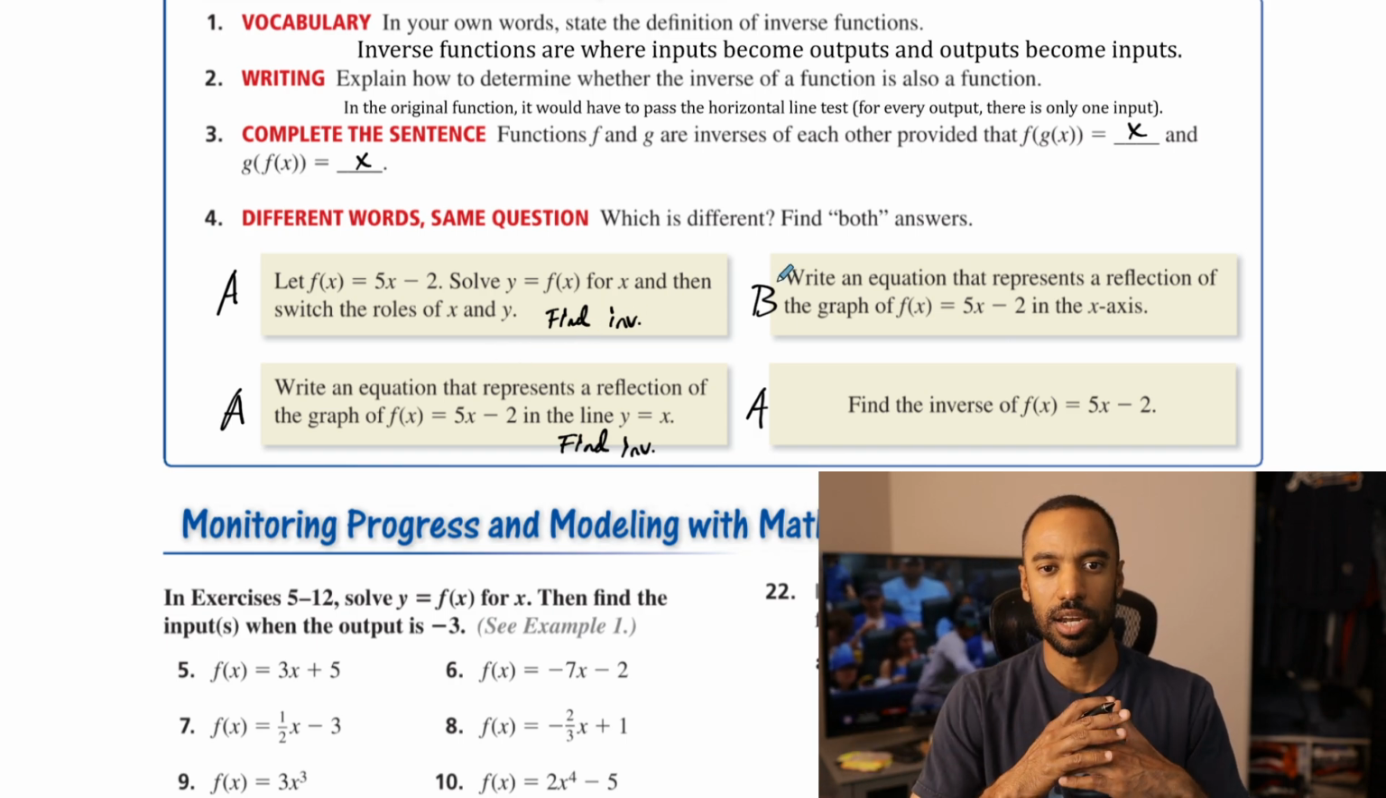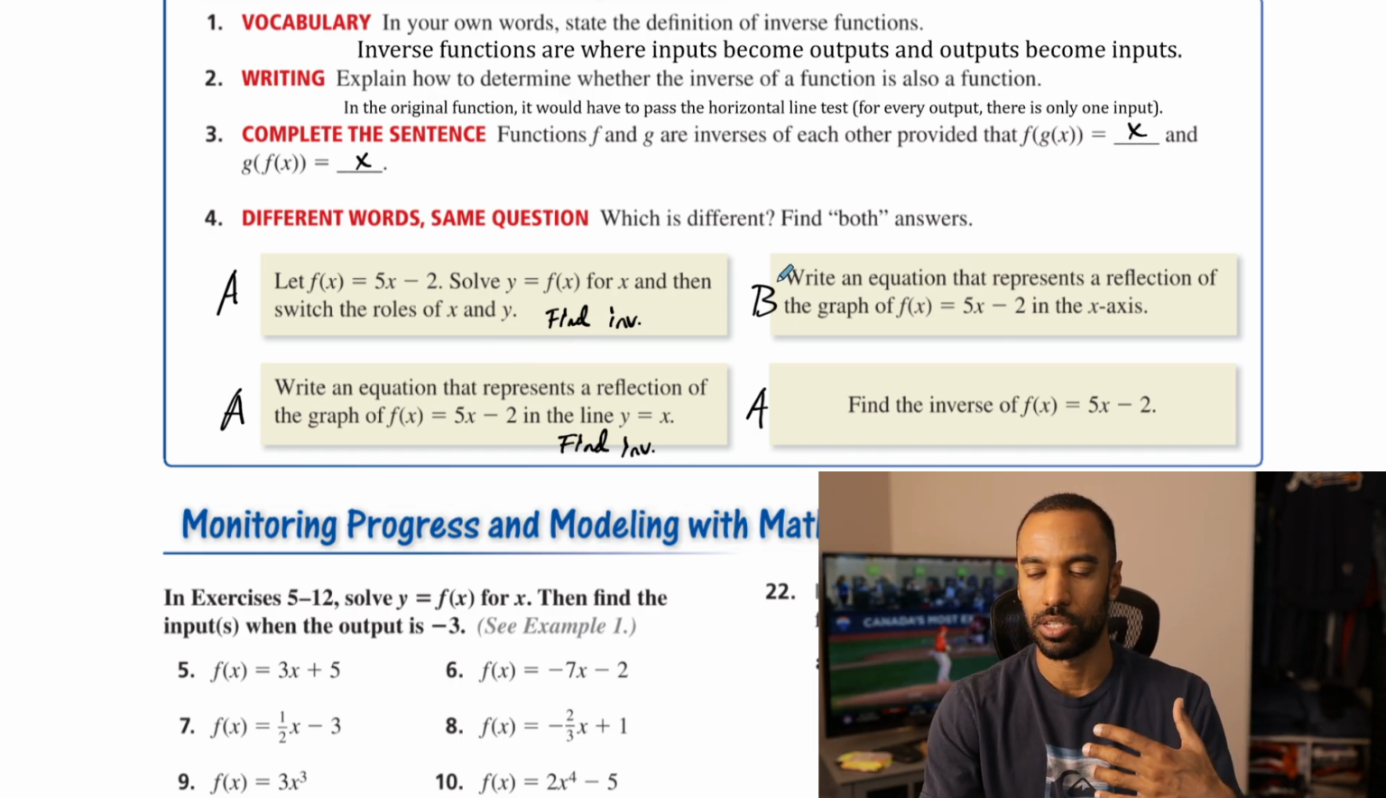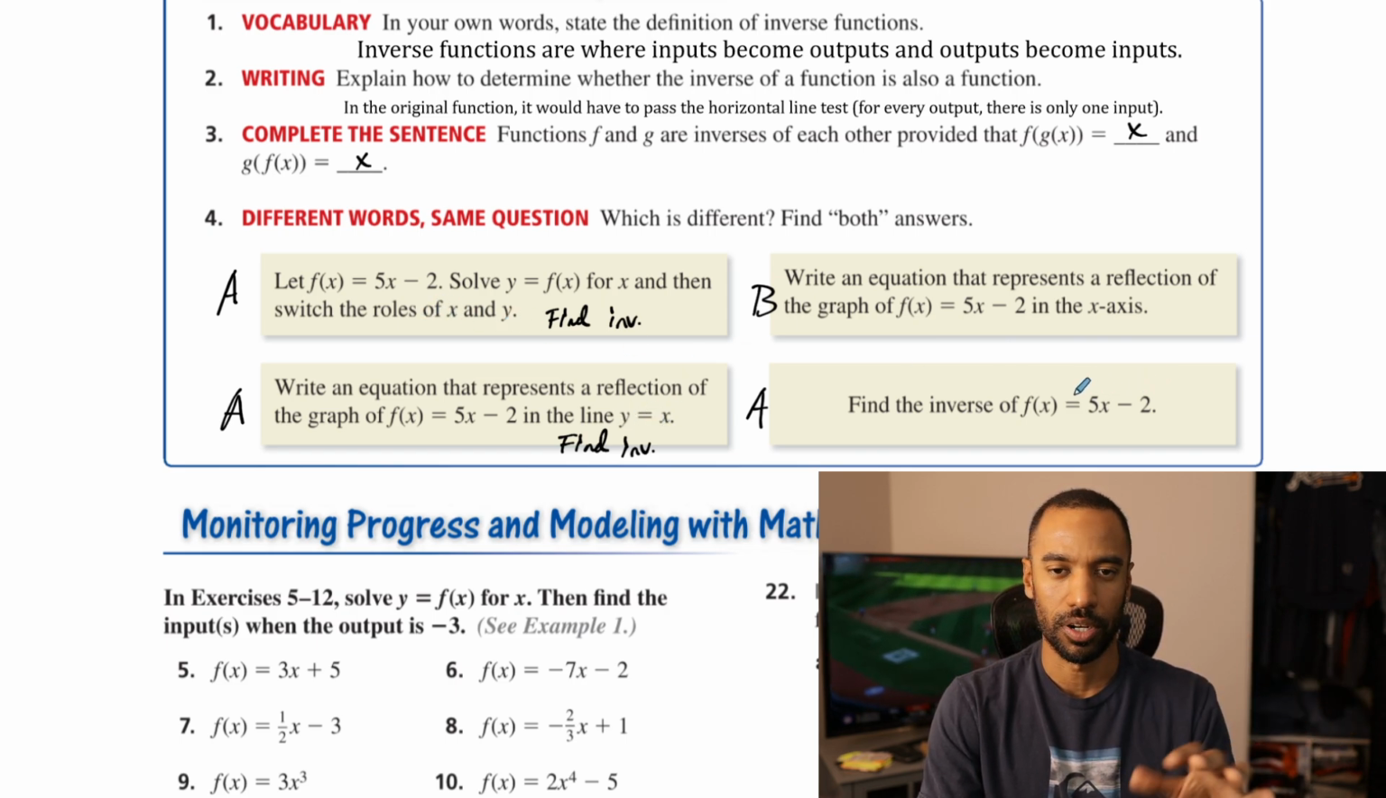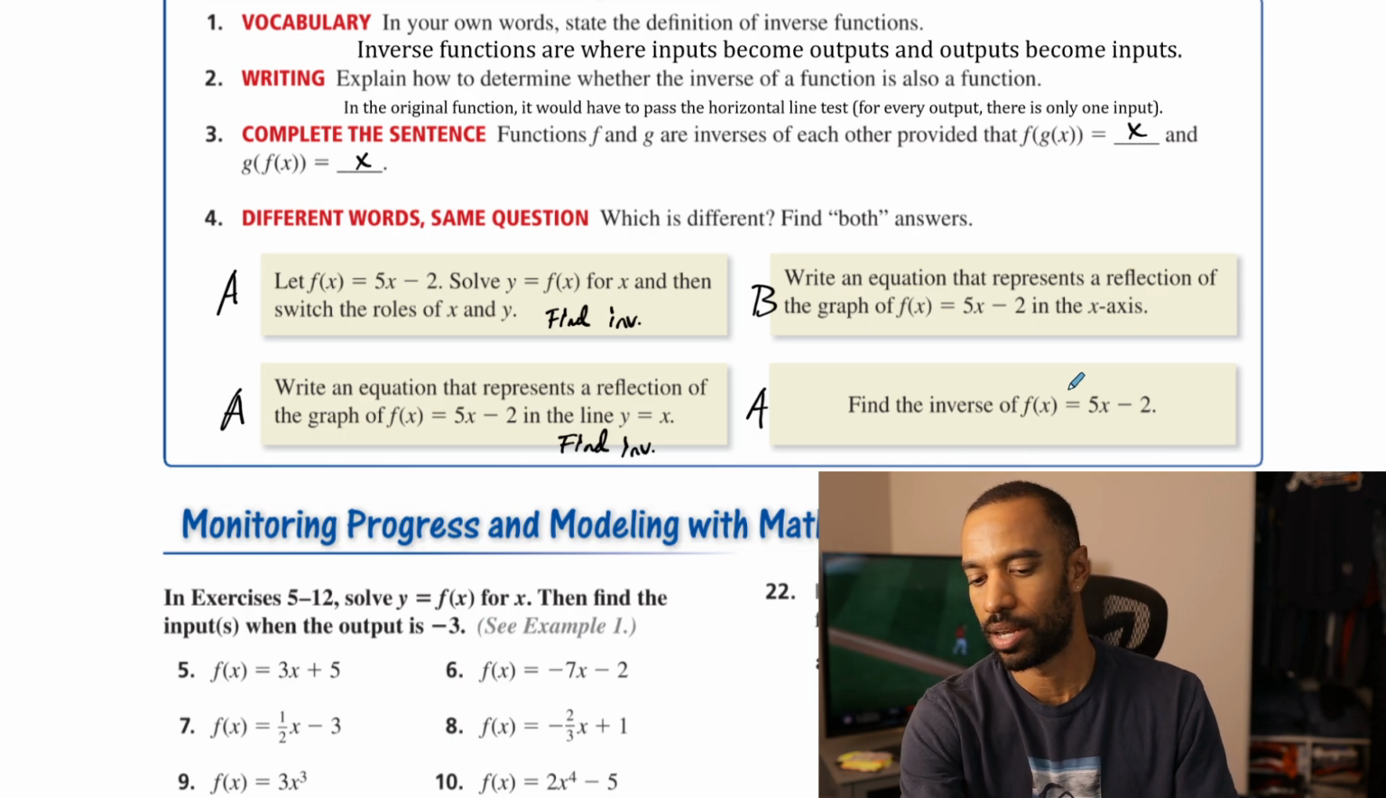So like I said, we need to understand what it means for an inverse to be what it is, whether it's reflecting across the line y equals x, switching x and y, or literally when they say it. We have to know every which way that is, and there they are.